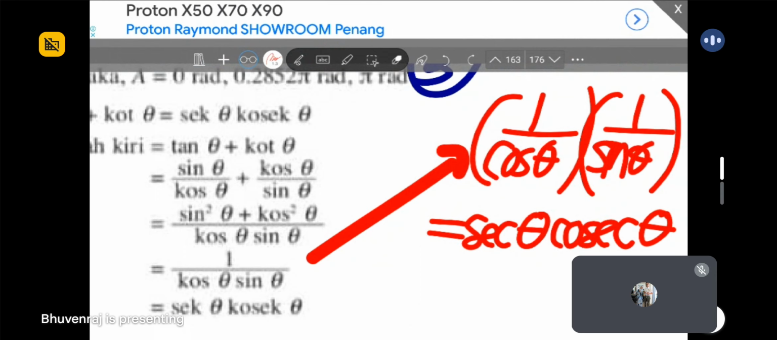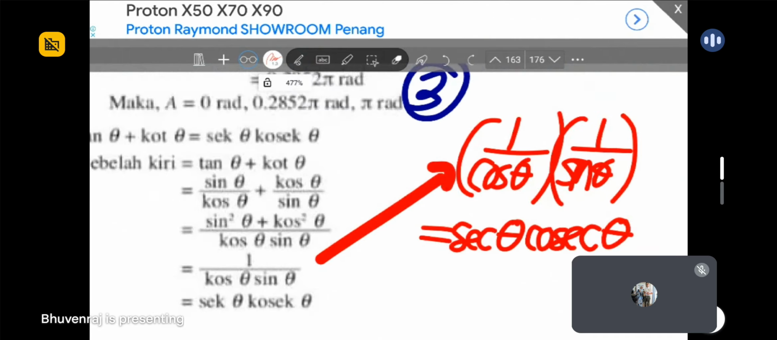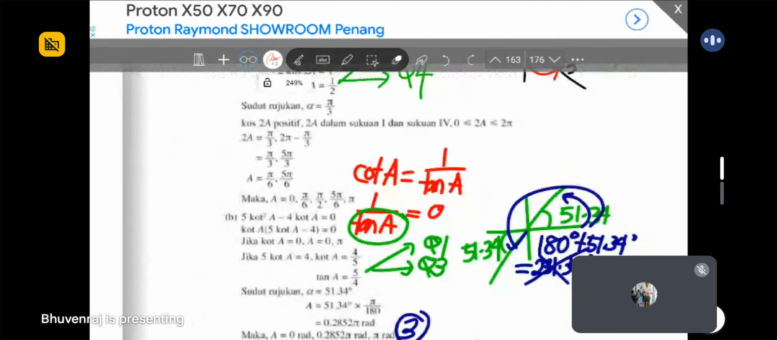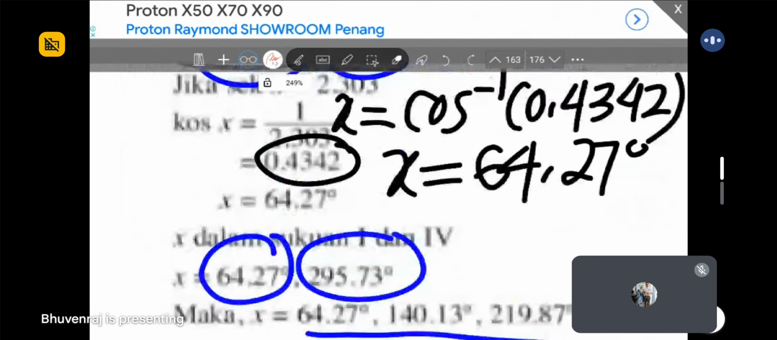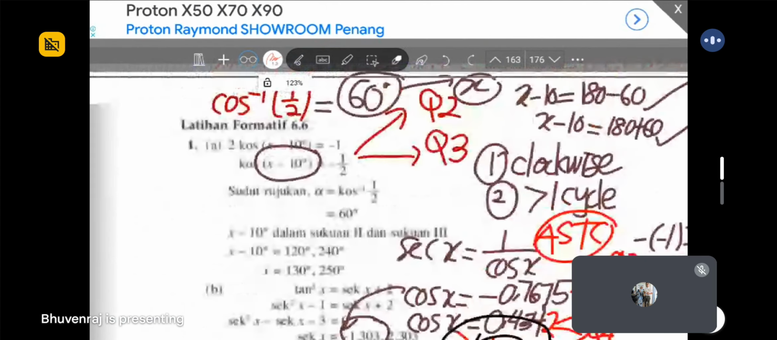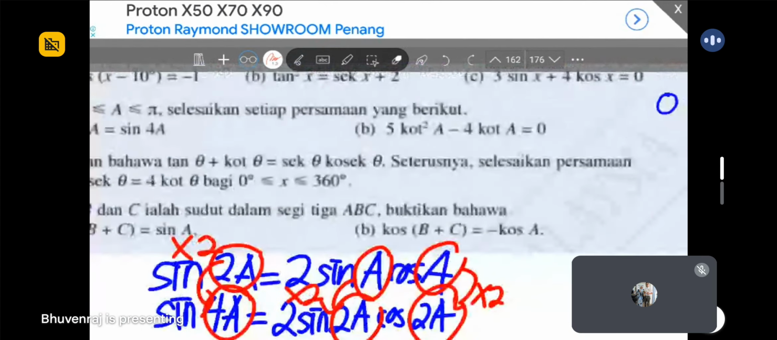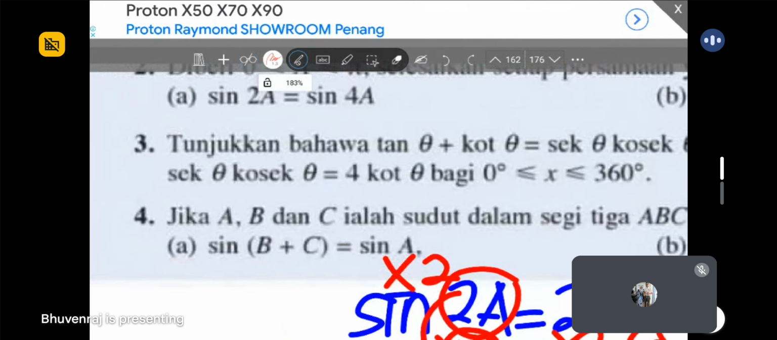Okay, so this is how you prove. Not difficult. Don't think that proving is difficult, guys. Jangan ingat buktikan ni susah. Actually, it's very easy. Okay, alright. So next one. So for the next part, they ask you to solve this equation, guys. Kamu kena selesaikan yang ni. Okay, so how do we solve it?